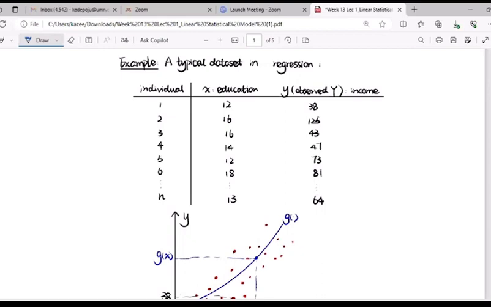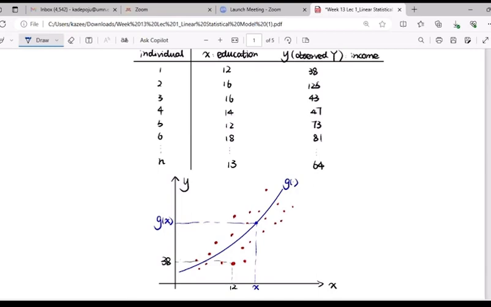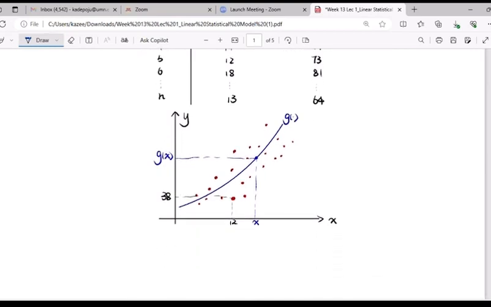Now, we have a typical data set that we collect from individuals. We collected that based on the number of years of education and the income. We are seeking to investigate the relationship. If we want to look at the relationship, we can generate what I call a scatter plot. A scatter plot is a diagrammatical plotting of Y against X.